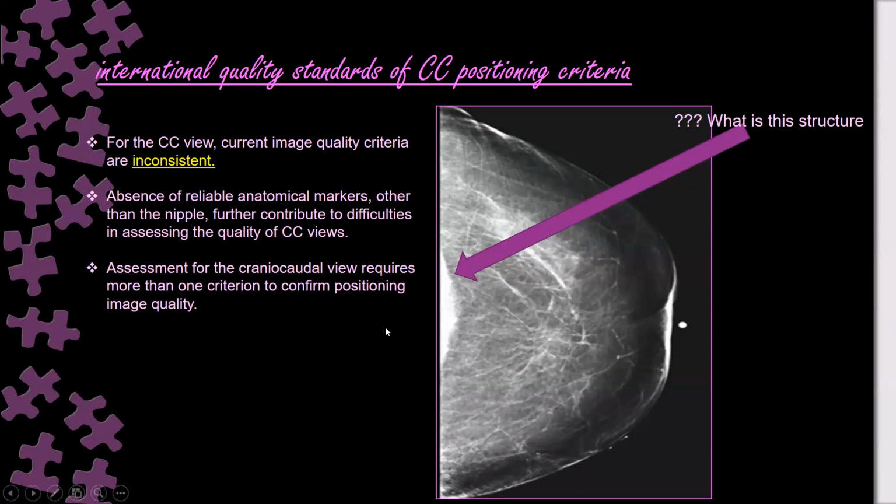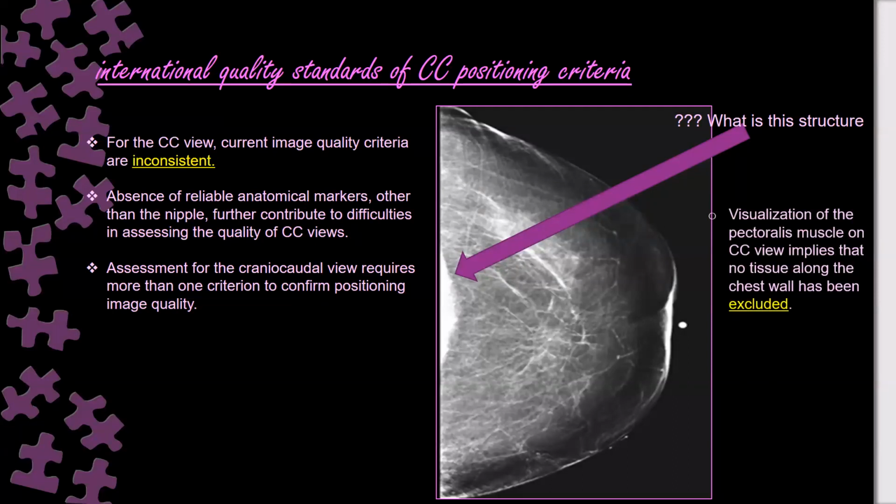And also talking about criteria of evaluation of the standard CC view. What is this structure? What is this? What is seen here on the CC view? Pectoralis muscle. So what does it indicate if you have seen the pectoralis muscle on the CC view? Adequate breast, all breast tissues are imaged. Yeah, so the breast tissue along the chest wall has no exclusion of any posterior breast tissue.